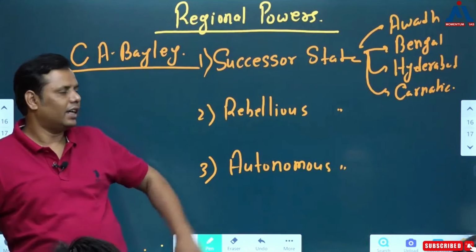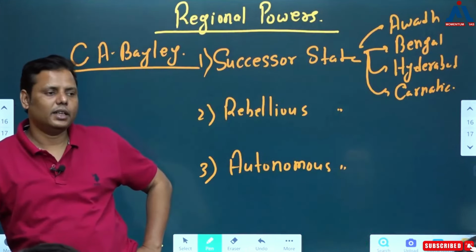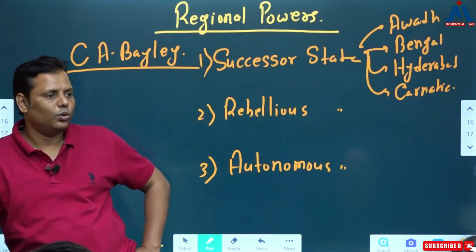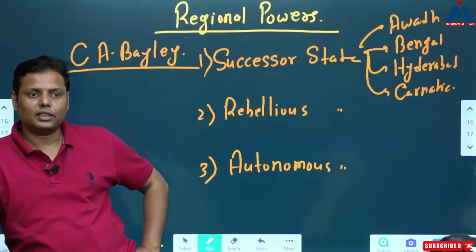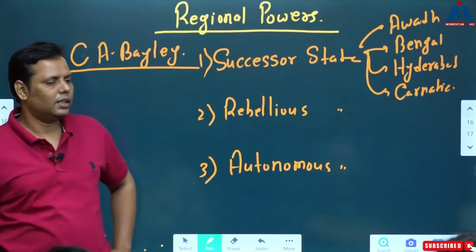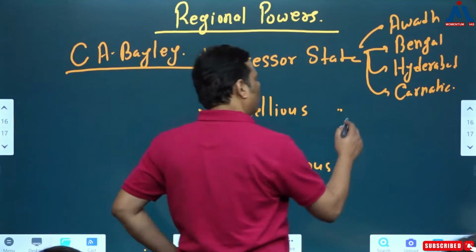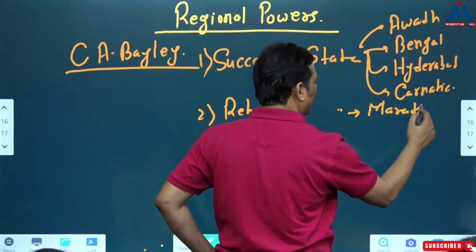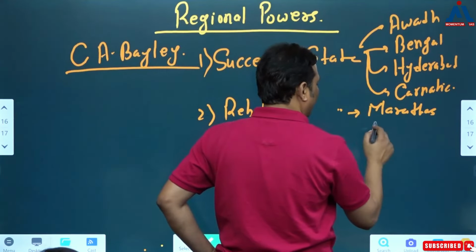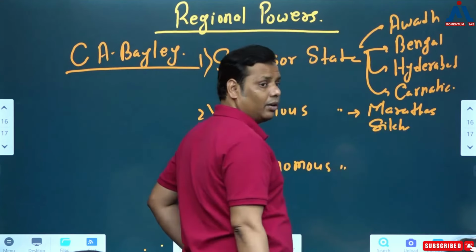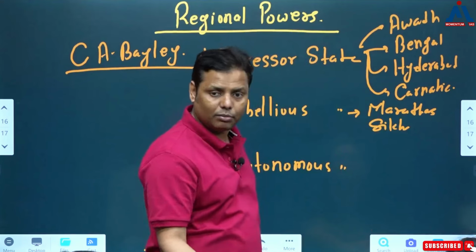Then it comes to the second state, that is called rebellious states. I think it's very simple. So those who raised their voice against the Mughals, they fought against the Mughals, and that's how they got an independent existence. They are called rebellious states. And who are the best examples for this? Marathas are the best example. After the Marathas, we can talk about the Sikhs. They undoubtedly challenged the Mughal power.